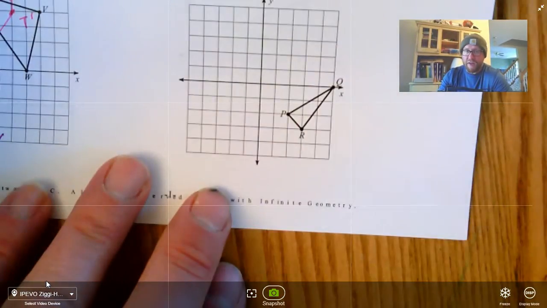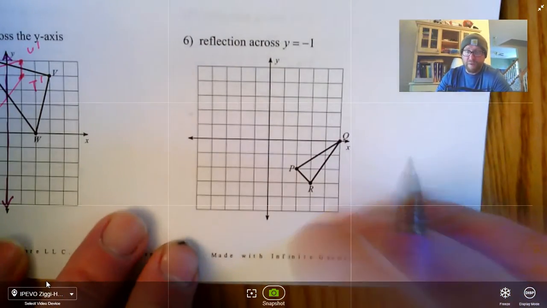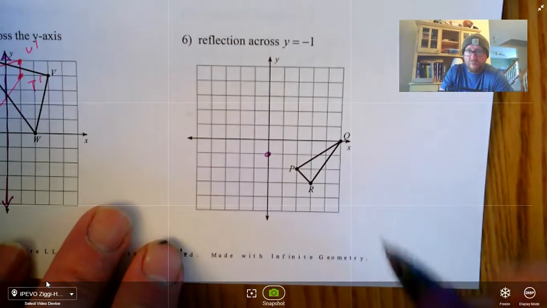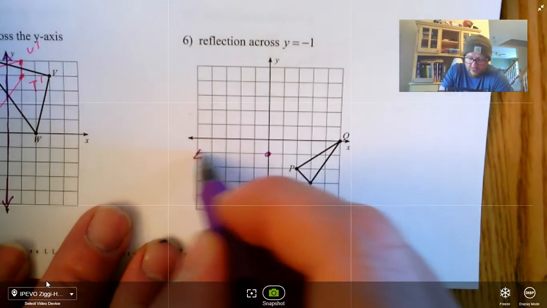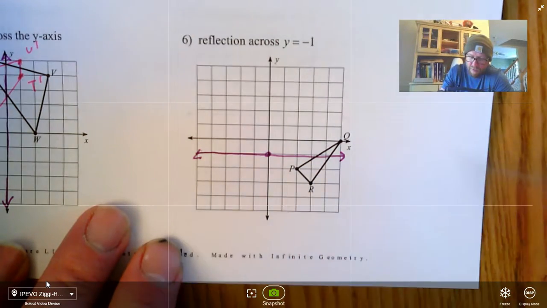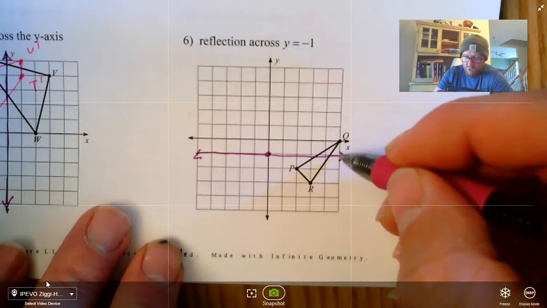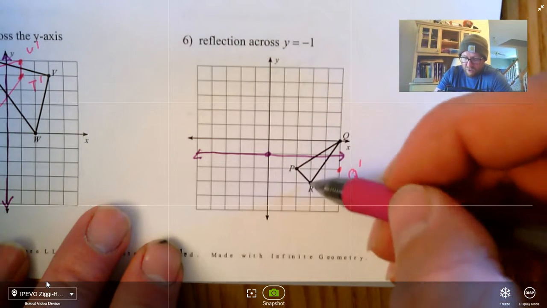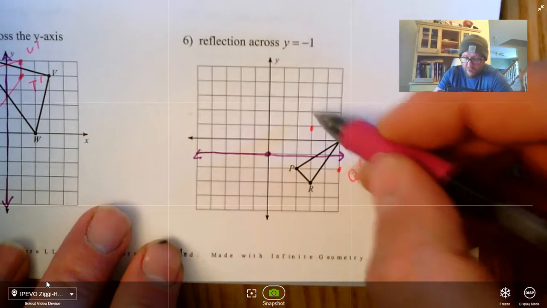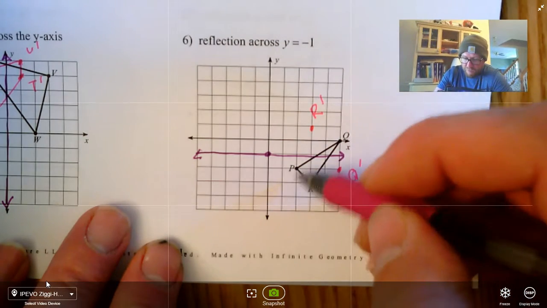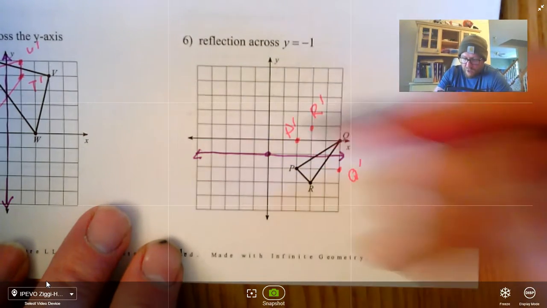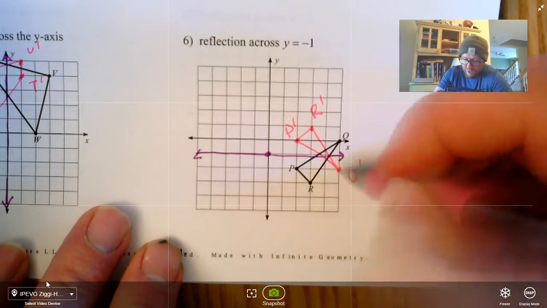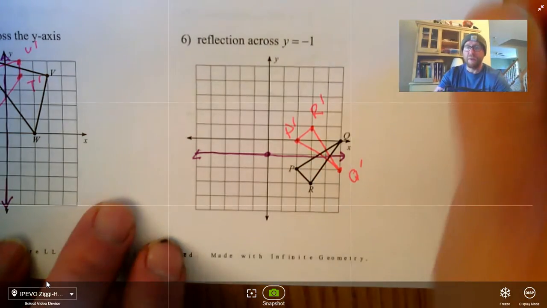Okay, now finally we have one where it's not an axis. So here y equals 1, so you go to the y-axis, mark 1, draw a line that goes right through there. That's the line y equals 1. Q is 1 space away, so Q prime is 1 space in the other direction. R is 2 spaces, so R prime, 2 spaces in the other direction. P is 1 space, so P prime, 1 space in the other direction. And then we'll just go ahead and connect them. All right.